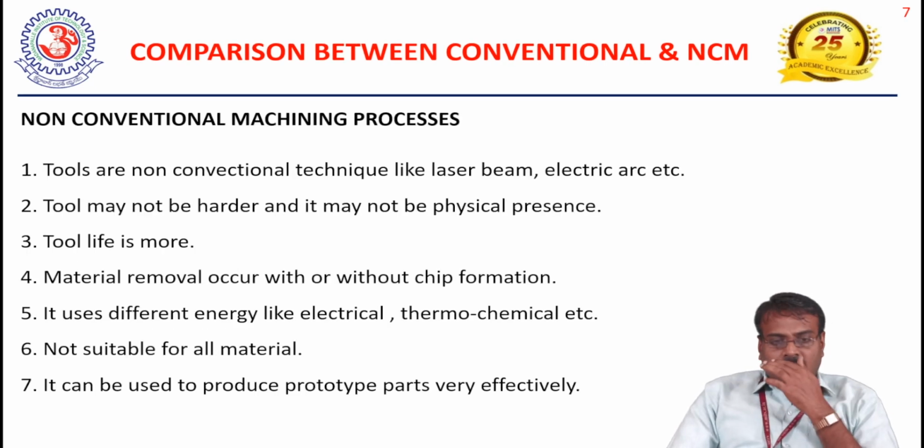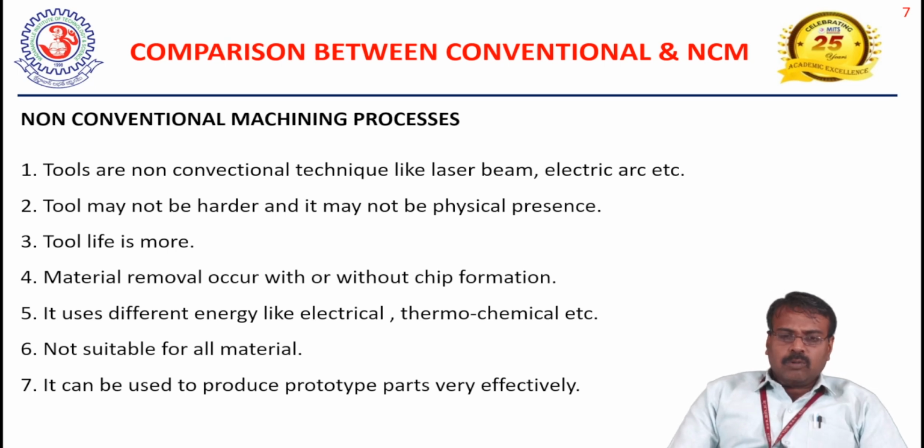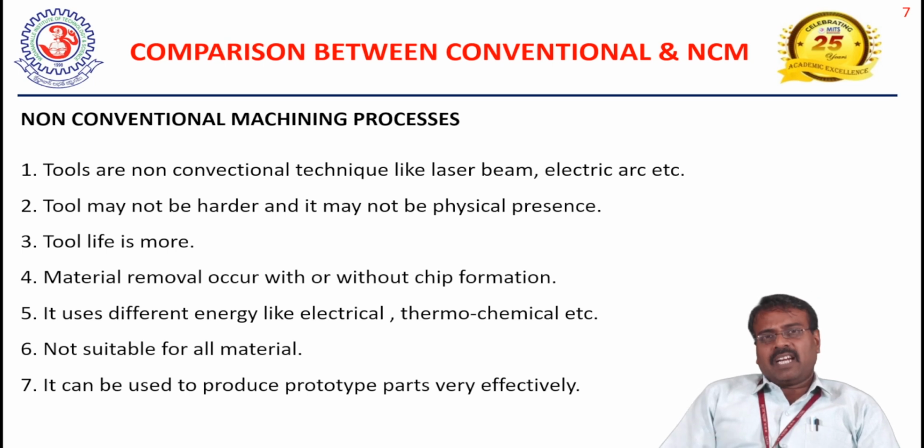Then, to see the non-conventional machining process, the tools here use a non-conventional technique, such as a laser beam or electric arc. What they want to tell is that there will not be any direct contact between the tool and the workpiece. For example, in ultrasonic machining, the ultrasonic waves hit the surface I want to machine, and that material will be removed. The process will be taken like that only.